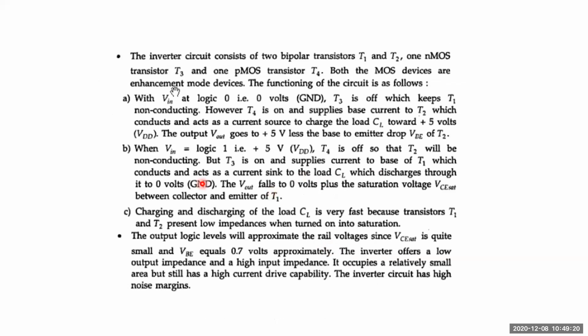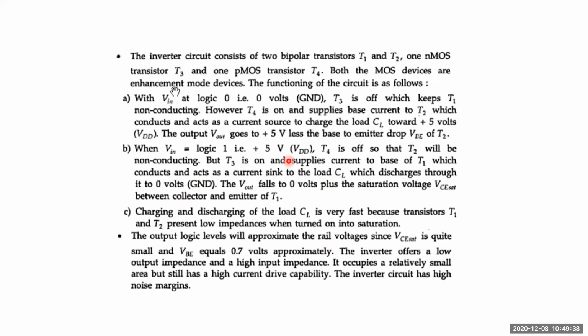Whenever the current sink takes place, ultimately your output goes to 0, and that is nothing else but 0 volts plus saturation voltage, which is equal to the saturation voltage. This saturation voltage will always be between these two terminals, collector and emitter of T1.